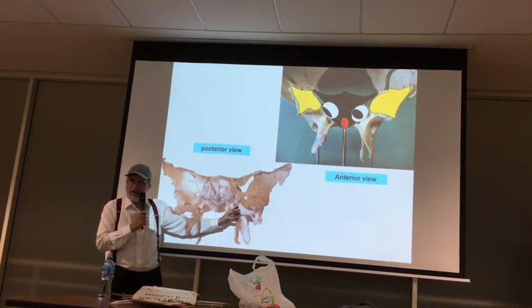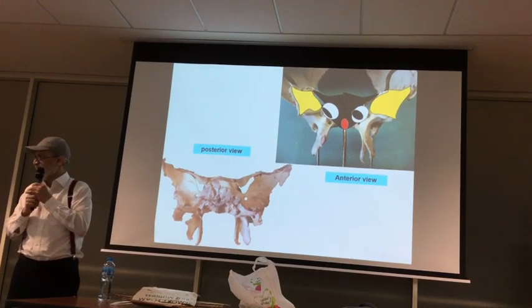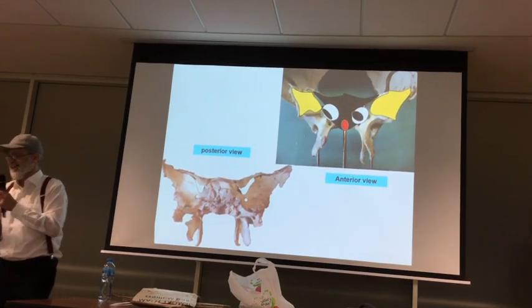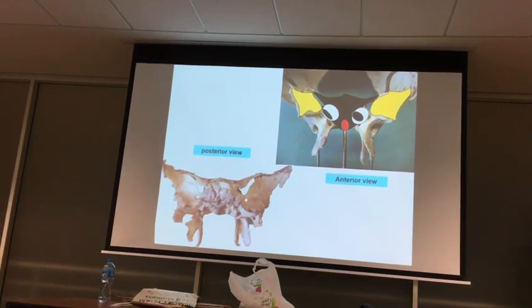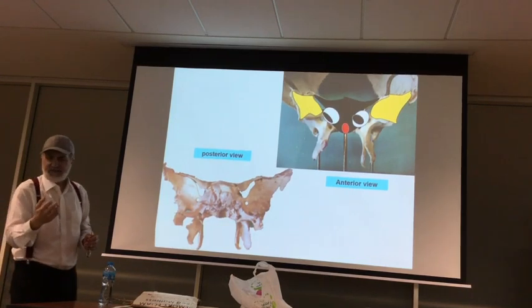The pterygoid nerve is formed of two petrosals. The two petrosals, bear with me. The two petrosals.